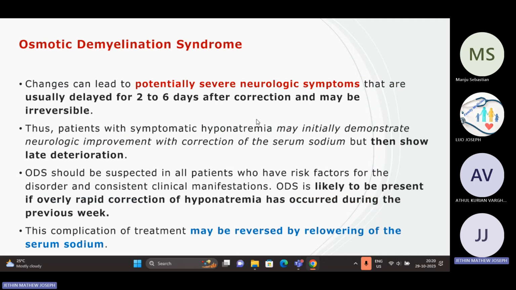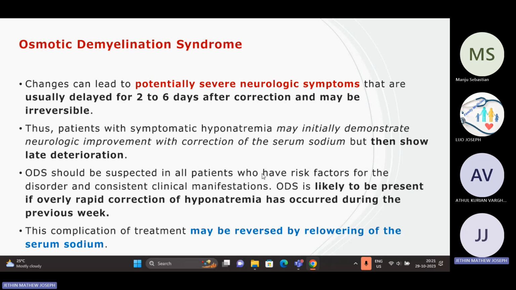And osmotic demyelination syndrome, another issue with this, leads to severe neurologic symptoms, and these symptoms are usually delayed for 2 to 6 days after the overcorrection and can be irreversible also. So initially, you may not notice any symptoms, but the symptoms are delayed. So patients with symptomatic hyponatremia may initially demonstrate neurologic improvement with the correction of serum sodium, but then later begin to show late deterioration due to ODS.